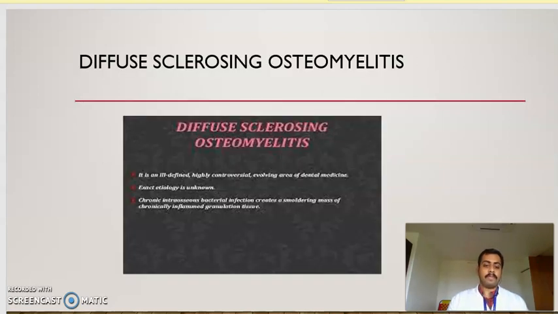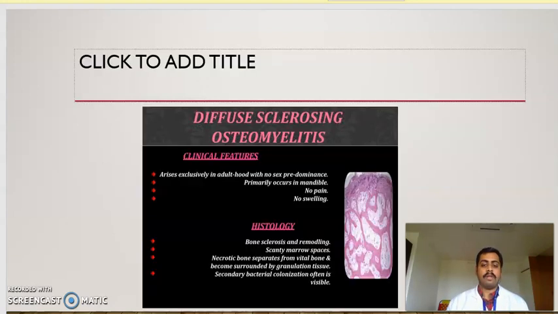Now we look at diffuse sclerosing osteomyelitis. It is an ill-defined, highly controversial, evolving area of dental medicine. Exact etiology is unknown. Chronic intraosseous bacterial infection creates a smoldering mass of chronically inflamed granulation tissue. Now we look at the clinical features. It arises exclusively in adulthood with no sex predominance, primarily occurs in the mandible, with no pain and no swelling. Histology: bone sclerosis and remodeling, scanty marrow spaces, necrotic bone separates from vital bone and becomes surrounded by granulation tissue. Secondary bacterial colonization often is visible.